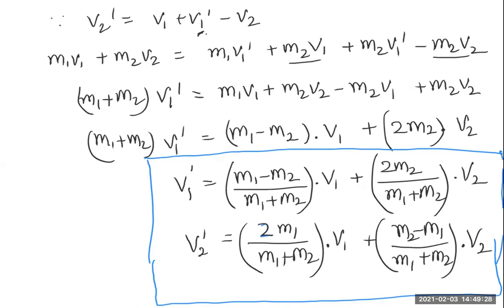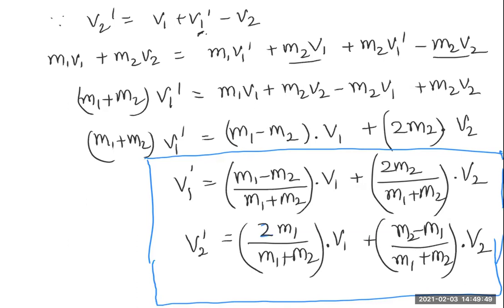Right, so now things become very easy. You don't have to do this again. If I say that there are two objects colliding with each other, उनका mass इतना है, initial velocity इतनी है, all you have to do is feed it into this formula, and that's it. That will give you the final velocities.